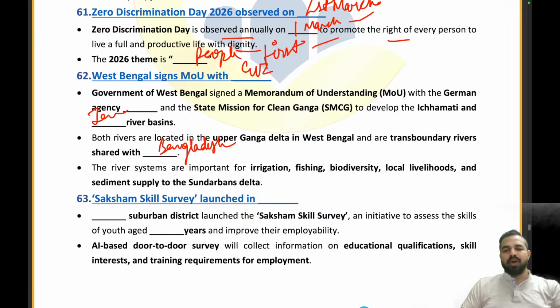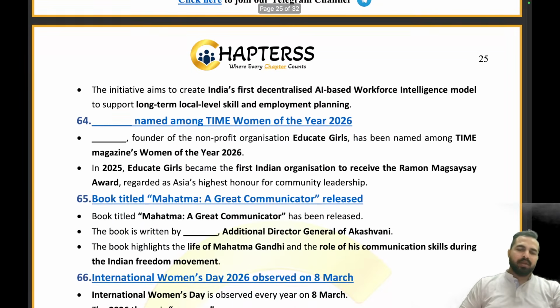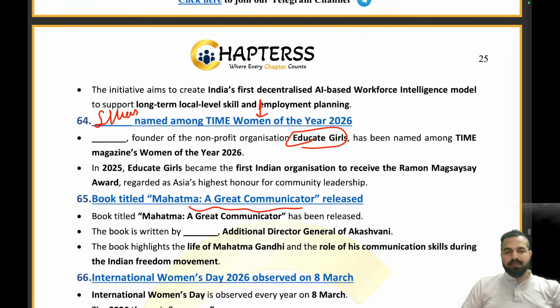Saksham Skill Survey was launched in Mumbai for youth aged 18 to 40 years. Shafina Hussain, the founder of Educate Girls, which won the Ramon Magsaysay Award in 2025, has been named among the Time Women of the Year. The book Mahatma, a Great Communicator has been written by Dheeraj Kakadia.